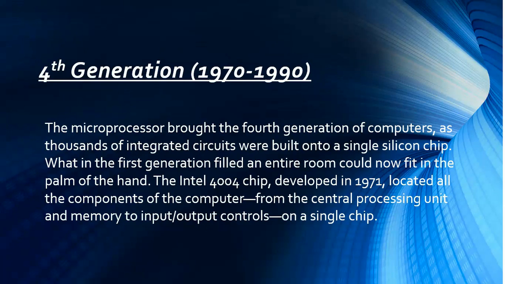The fourth generation computers were an extension of the third generation technology. The microprocessor brought the fourth generation of computers, as thousands of integrated circuits were built onto a single silicon chip. What in the first generation filled an entire room could now fit in the palm of the hand. The Intel 4004 chip, developed in 1971, located all the components of the computer, from the central processing unit and memory to input-output controls, on a single chip.